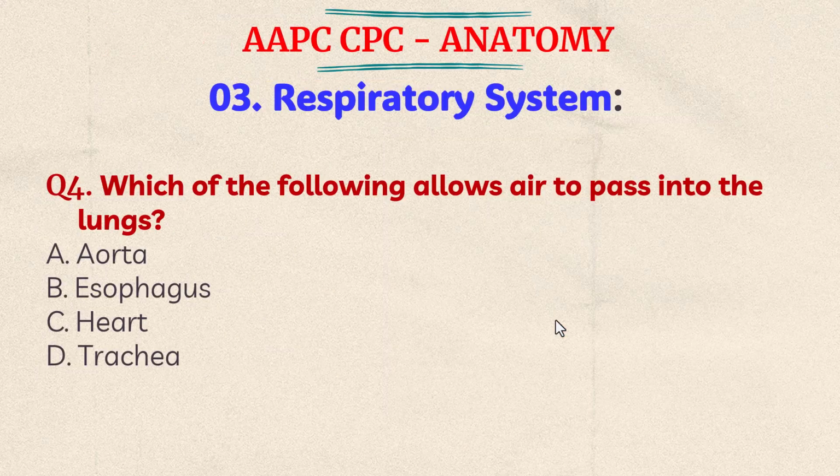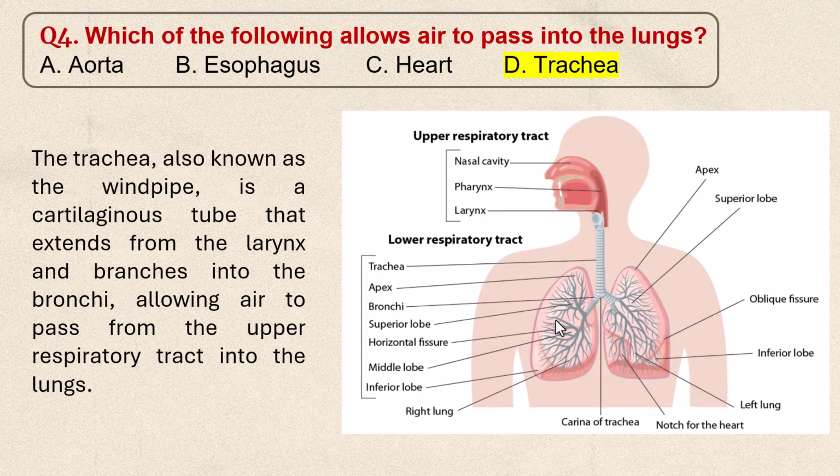Question number 4. Which of the following allows air to pass into the lungs? A. Aorta, B. Esophagus, C. Heart, D. Trachea. It's a straightforward question. So the correct answer is D.